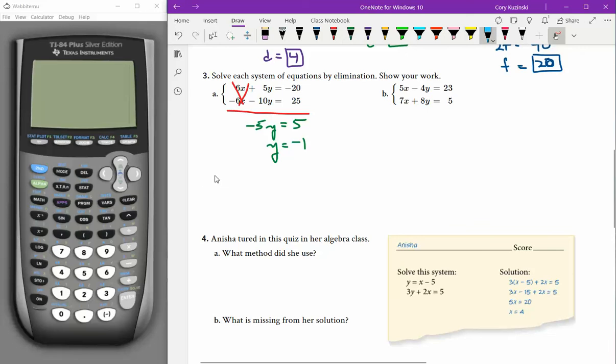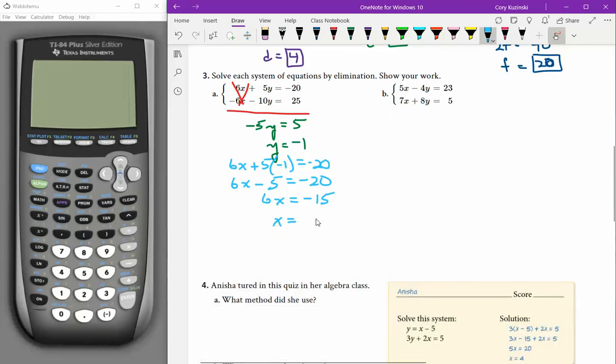Now we just got to figure out our x value. So let's do 6 times x plus 5 times that y value that we just found equals negative 20. So I've plugged that negative 1 into the top equation. You can do either equation though. So it's 6x minus 5 equals negative 20. Add 5 to both sides and you get 6x equals negative 15. And divide both sides by 6 and we get... give myself some more room here. Negative 15 divided by 6, that's going to be a fraction. About negative 5 halves. So our solution then will be x is negative 5 halves and y is negative 1.